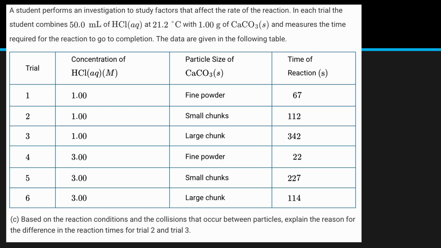All right, then another part of that same FRQ says: based on the reaction conditions and the collisions that occur between particles, explain the reason for the difference in reaction times for trial 2 and trial 3. So we can see the main difference with trial 2 and trial 3 is the particle size. Trial 2 has small chunks and trial 3 has large chunks, which means the small chunks have more surface area and the large chunks have less surface area. So it makes sense that the large chunk takes a lot more time to react because it has a much lower surface area, which means fewer particles are reacting.